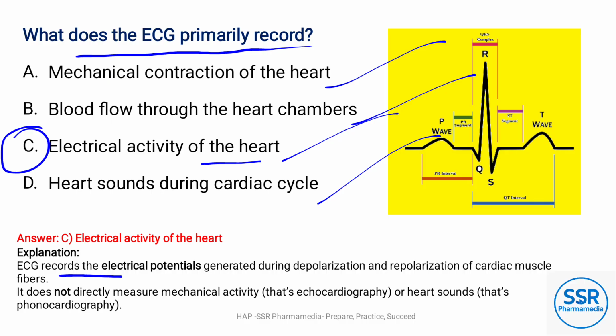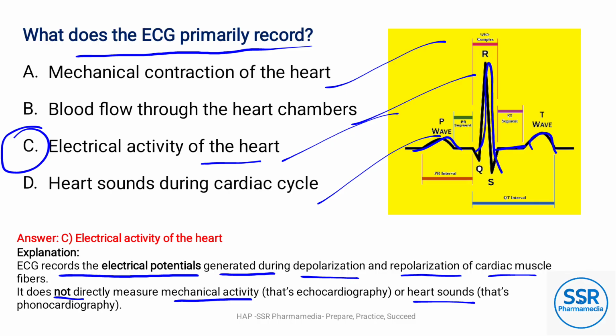The ECG records the electrical potential generated during depolarization and repolarization of the cardiac muscle fibers. It does not directly measure mechanical activity or heart sounds. So there is the P wave, the QRS complex, then the ST segment and the T wave.